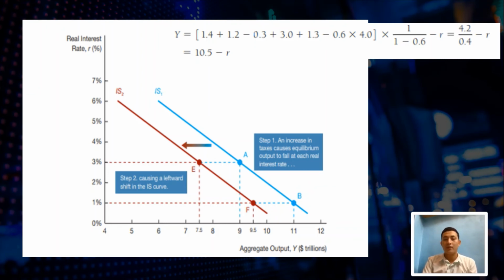We then have the following result. At any given real interest rate, a rise in taxes causes aggregate demand, and hence equilibrium output, to fall, thereby shifting the IS curve to the left. Conversely, a cut in taxes at any given real interest rate increases disposable income and causes aggregate demand and equilibrium output to rise, shifting the IS curve to the right. Policymakers use both tax and government purchases policies to stimulate the economy when it enters recessions.